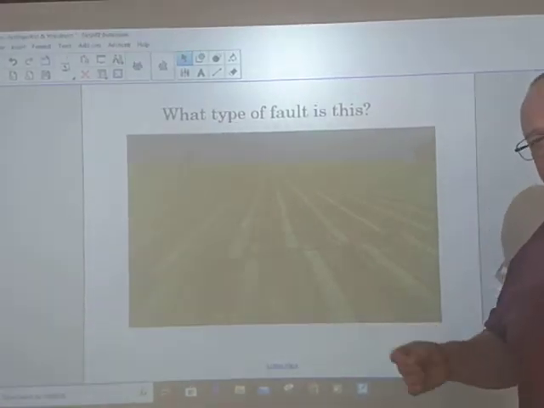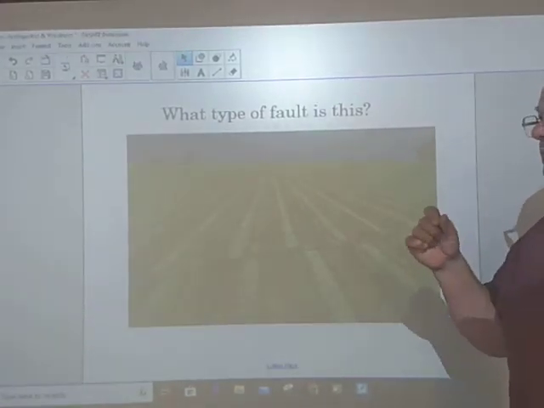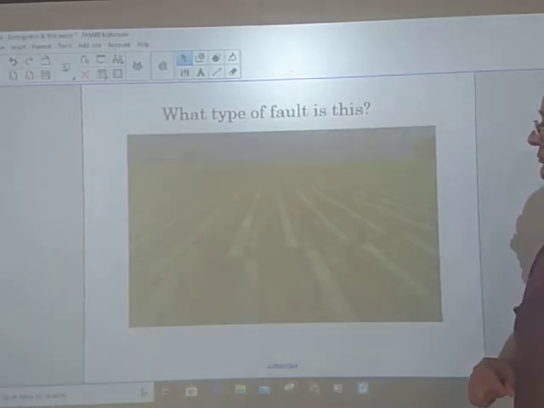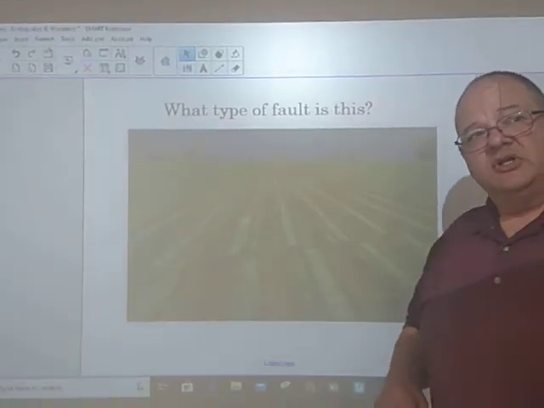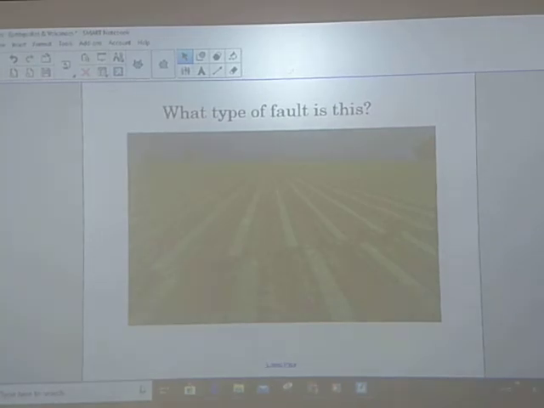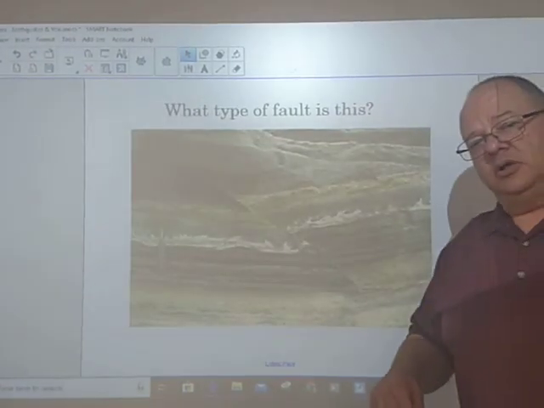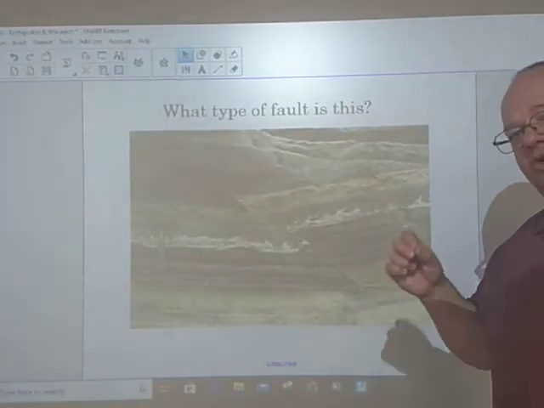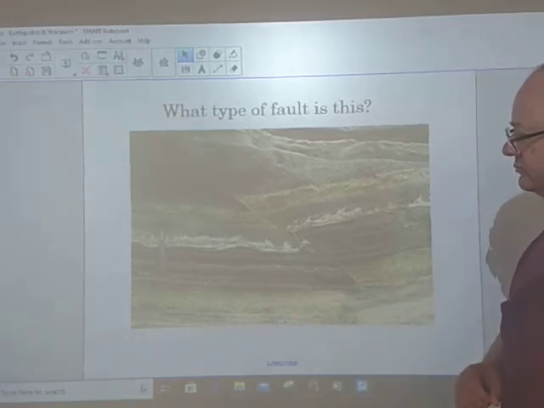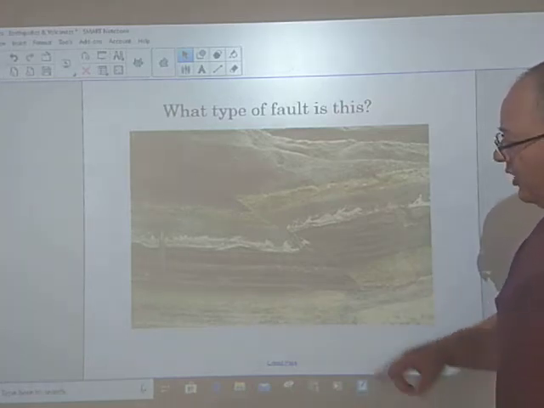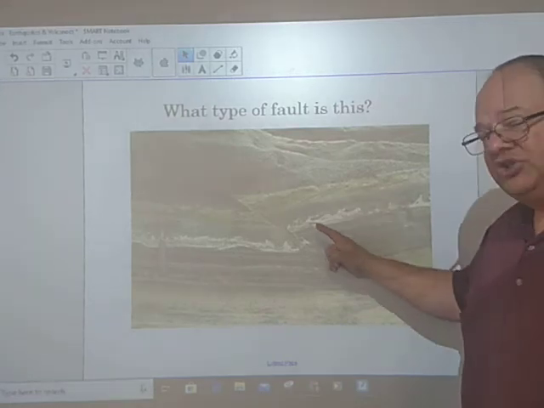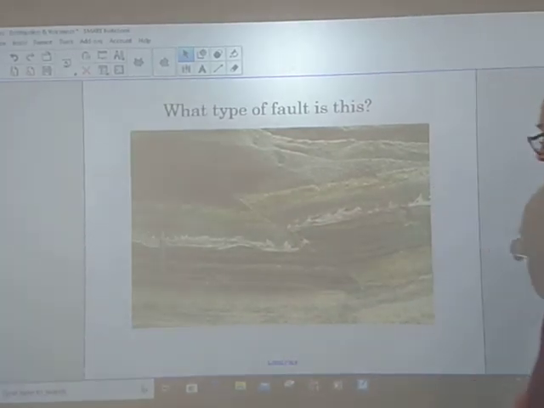Choices are strike slip fault, normal fault, reverse fault. I hope you said strike slip. Looks like the motion was side to side. Choices are strike slip fault, normal fault, reverse fault. I hope you said reverse fault. Looks like the hanging wall has been pushed upwards relative to the footwall.